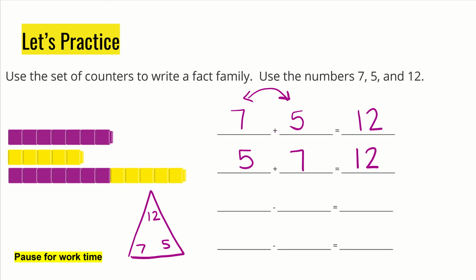Our next two sentences are subtraction, and I know in subtraction I have to start with my largest number, which is 12 here. So I'm going to say 12 cubes. Let's subtract our purple cubes, which we have 7, equals 5 yellow cubes. Or I can do that again, and I can say 12 cubes minus my 5 yellow cubes equals 7 purple cubes. Excellent job, first graders.